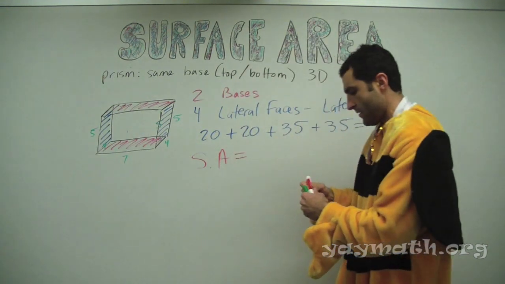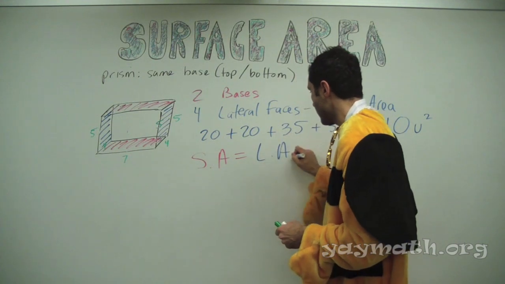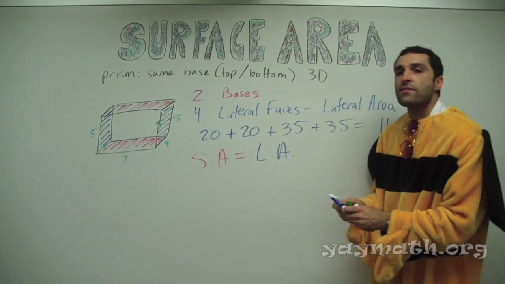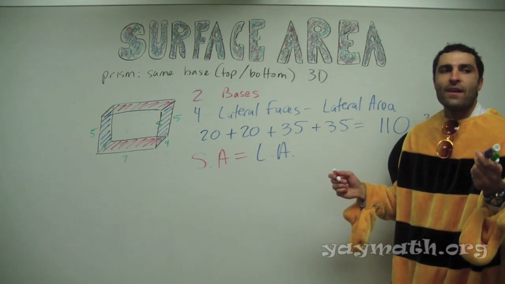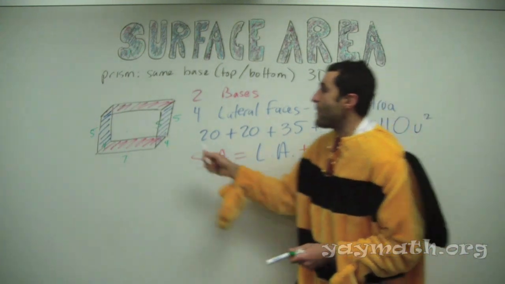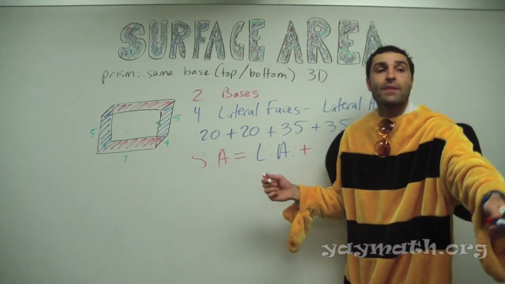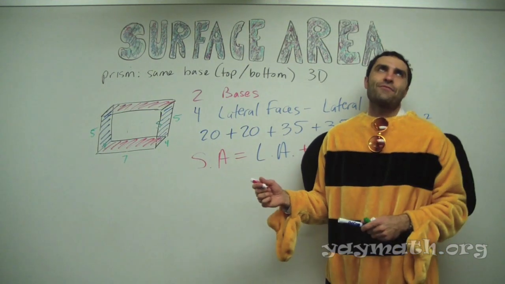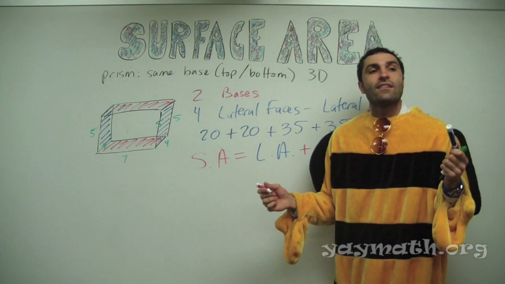is the lateral area plus what else? Surface area equals. Well, we did the back and front, and we did side to side. What areas did we not calculate? Top and bottom. How many faces is that? Two. And what are we calling it? Times the area of the base.